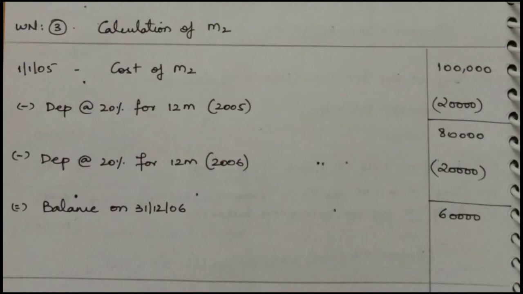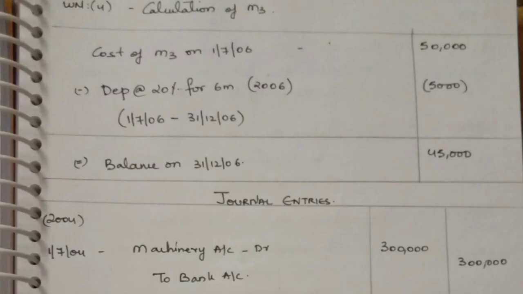Okay, so the next one is machinery 3. Machinery 3 you are purchasing on 1st July 2006 for rupees 50,000 and you are holding this machinery only for 6 months. Okay, from 1st July 2006 to 31st December 2006 you are holding this machinery only for 6 months. So you will calculate the depreciation as 50,000 into 20% into 6 divided by 12. You will get rupees 5,000. So the balance will be 45,000.